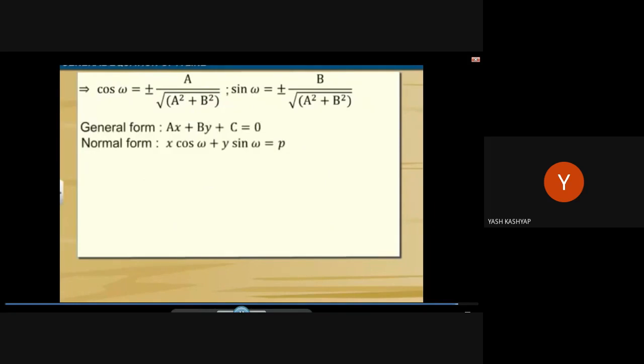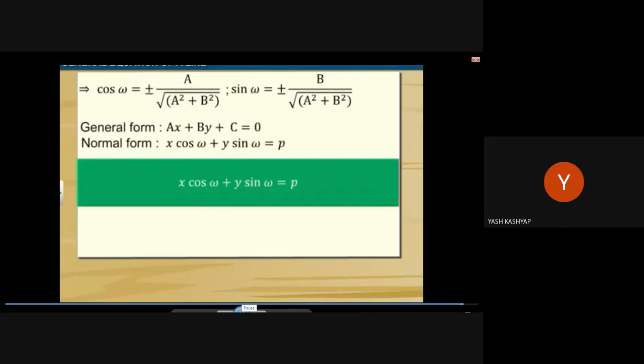General form: if you write ax plus by plus c, you are going to have the a, b, c values. If you substitute them in a by under root of a square plus b square, you are going to get it in the form of cos omega. This is the general form to normal form conversion. Here the p value is plus or minus c by under root of a square plus b square. And while solving the problems, I will explain to you.